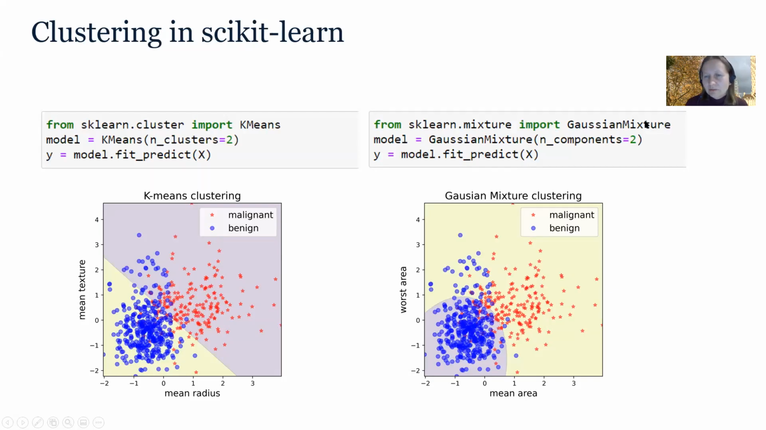Similarly, we also have GaussianMixture, and we have to set the number of components, and then we can use fit_predict. Here you can see the results of k-means clustering and Gaussian mixture model for our first example. And you see that k-means clustering results in a linear boundary between the clusters, while the Gaussian mixture model results in a nonlinear boundary.